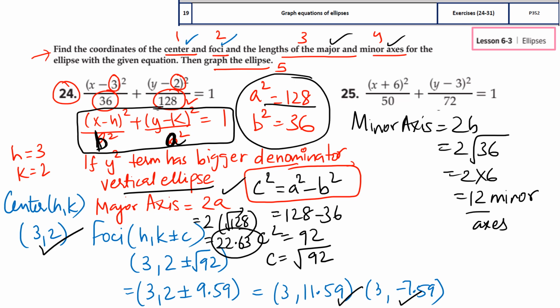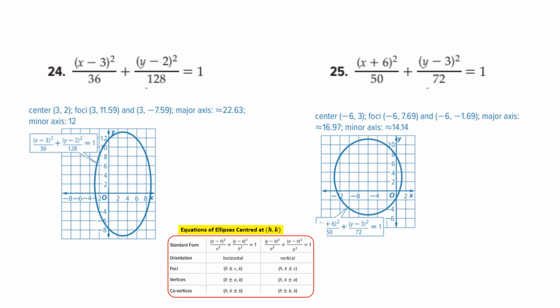And just remember, to do the graph, you need for ellipses 4 points. You need 2 vertices. You need 2 co-vertices. Once you get this, you can just join them, pass them through the center, and draw your ellipse. So let's draw it on the next slide and see what kind of a vertical ellipse we are getting. Similarly, I would want you to try question 25 and we'll check your answers in a few minutes.